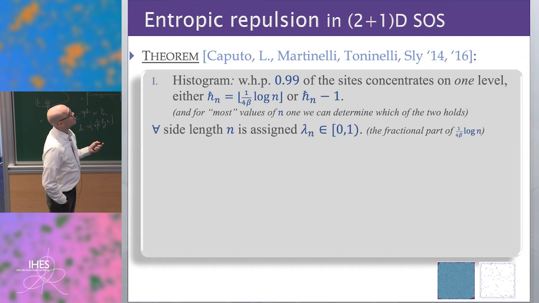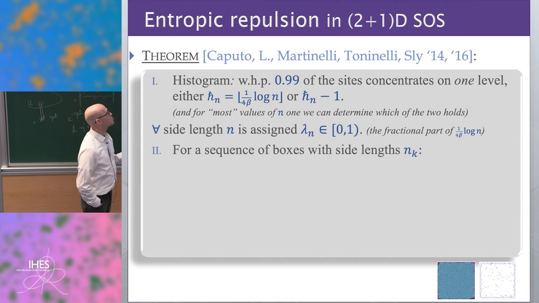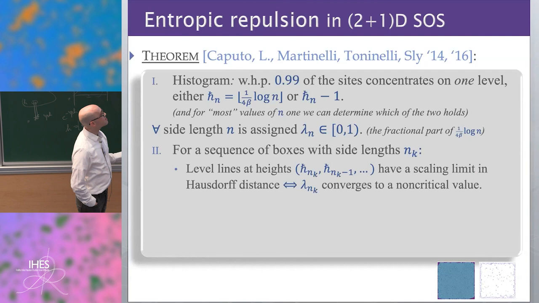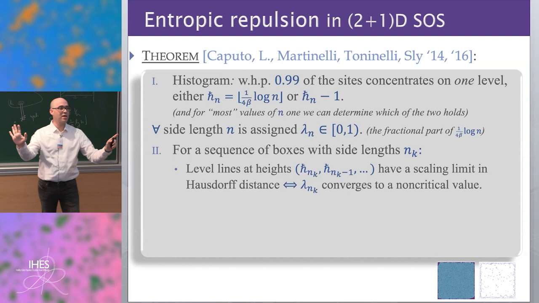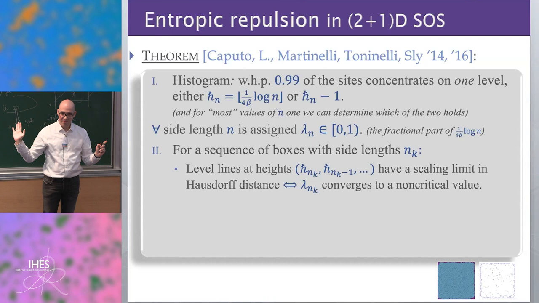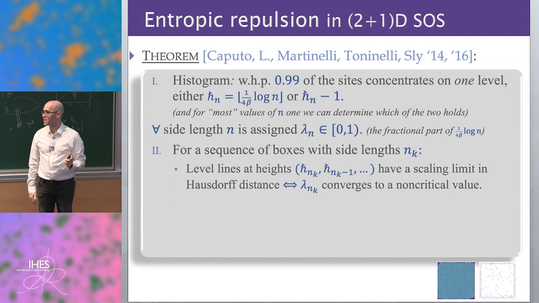Okay, now, yeah. There's a deterministic constant that we attach to every n. If you really care, this is going to be the fractional part of this 1 over 4 beta log n. It comes up in the calculation. Call it lambda n. If you take a sequence of boxes such that this lambda n for those side lengths converges, so it's a number between 0 and 1. So if you want to make it simpler, just say there exists a sequence of side lengths that you can take such that the level lines at the top level, second from the top, and so on, converge in Hausdorff distance to a scaling limit.